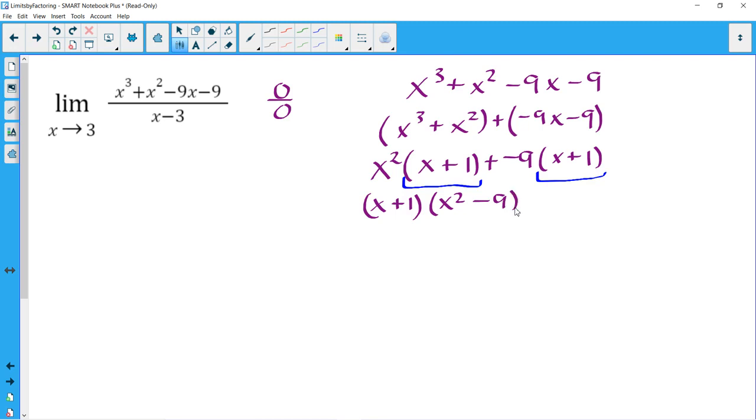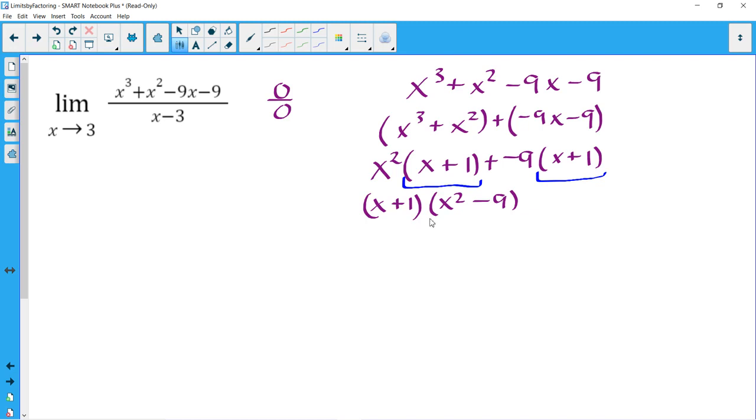Some of my students don't like to think about it like that, which is perfectly fine. If you've got your own way of doing it, I encourage it. They like to think of it as I get left with what's in front, x squared minus 9, and then I just pick one of the brackets. Okay, so that kind of works too.